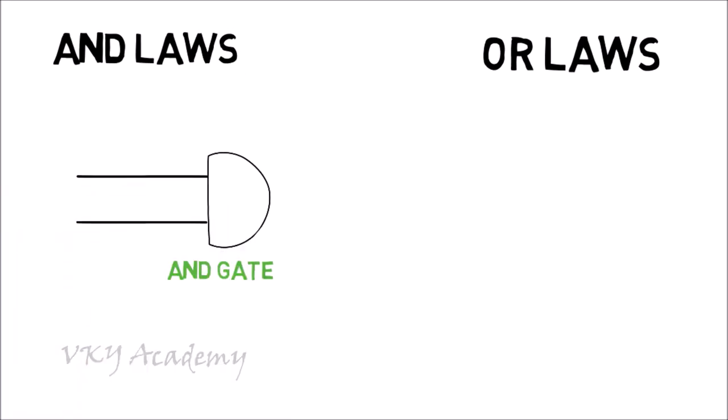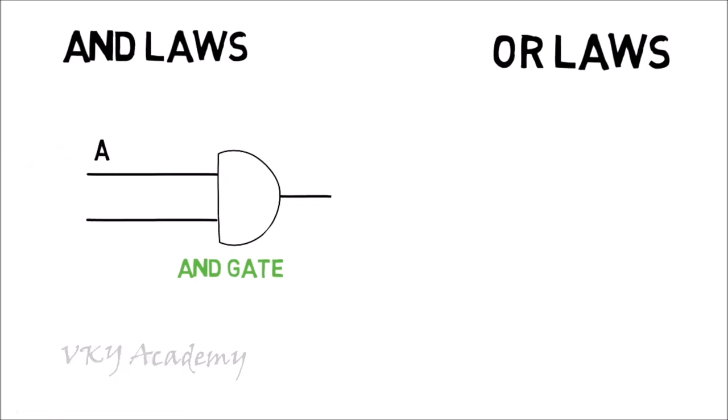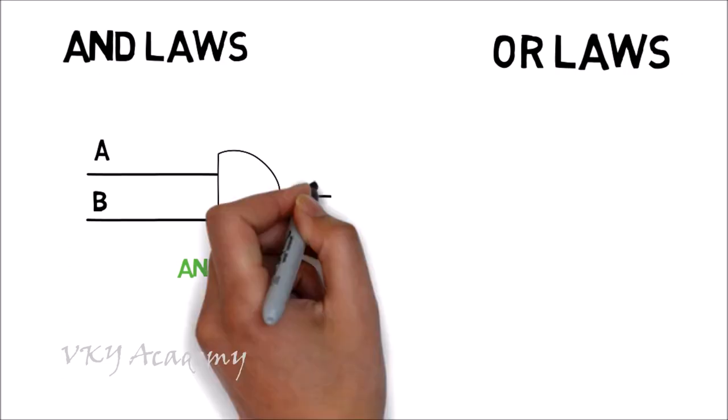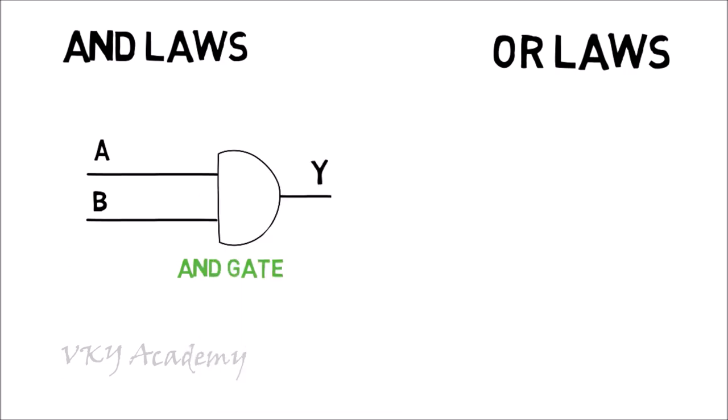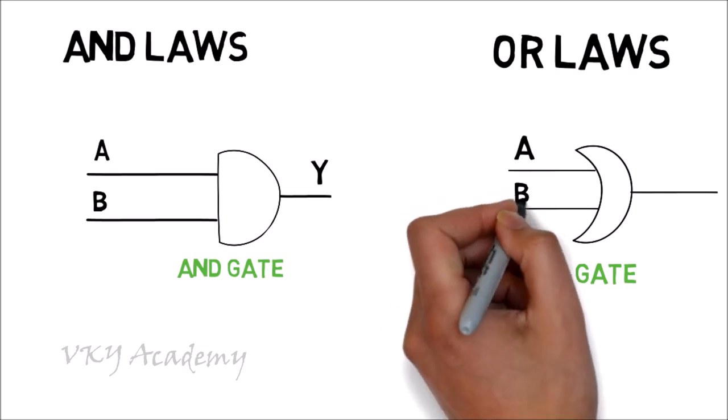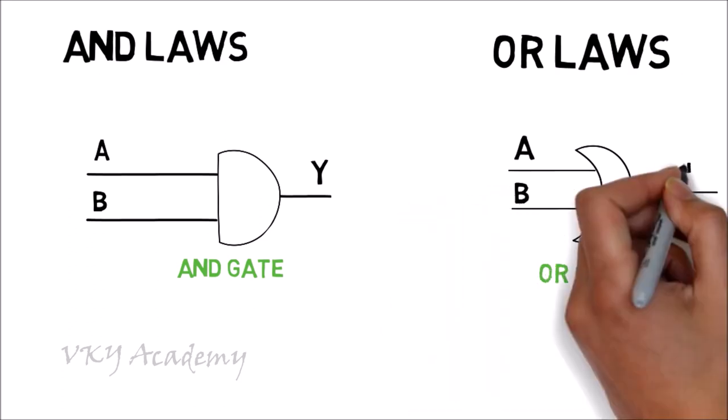This is the symbol for AND gate. This is a two-input AND gate. It has two inputs, A and B, and the output is Y. Similarly, the symbol for OR gate is this one. This is a two-input OR gate. The two inputs are A and B, and the output is Y.